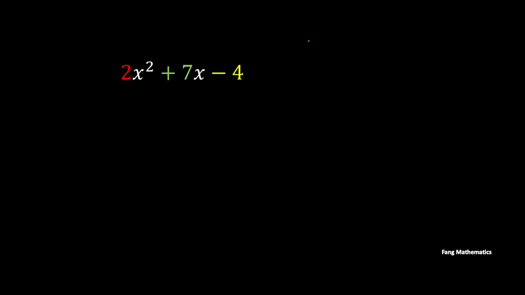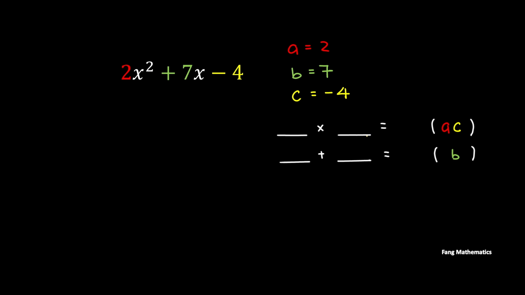Moving on, in this example, your a is not 1 anymore, it is 2, but it is the same way we are to simplify. You are to identify a, b, and c. Remember, always include the sign. So c is minus 4. Then to create a box, the first line, the product of two numbers, will give you a times c. So 2 times minus 4, that should give you minus 8. And the sum will give you 7. You are to think of a combination that satisfies this condition.